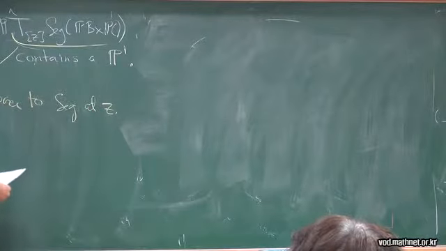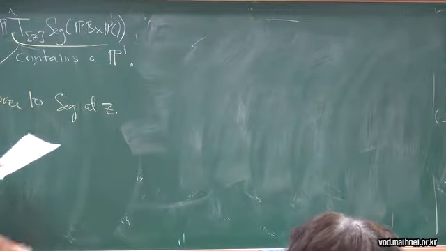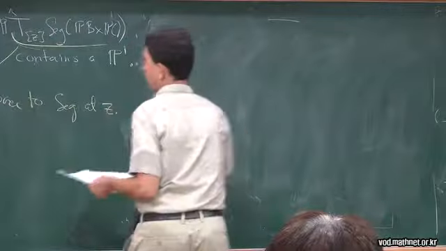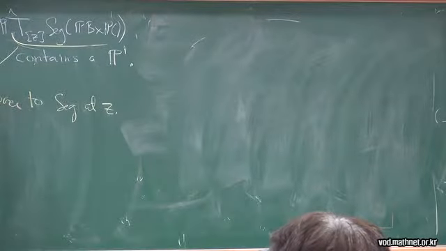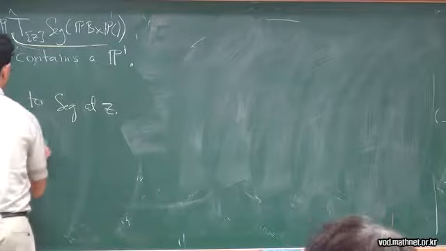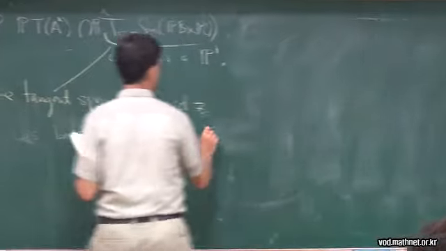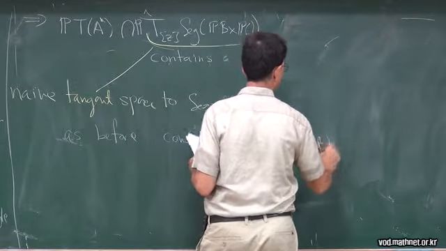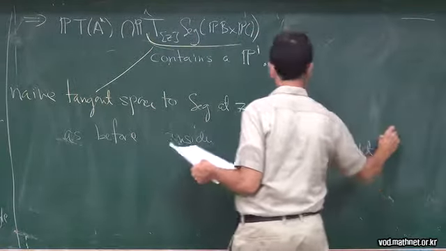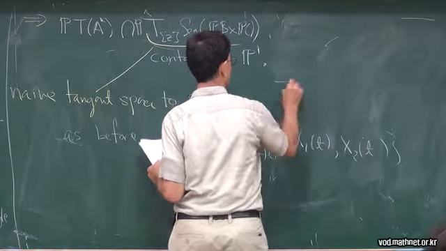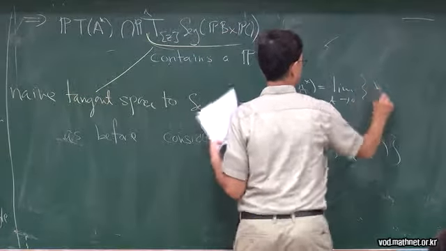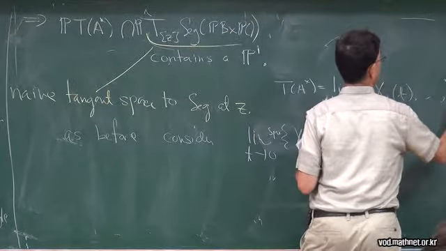So again, let's do the same argument over here. Argue as before. We consider the limit as t goes to 0 of x1 of t, x2 of t, the span. So T of A star is the limit as t goes to 0 of x1 of t, up to xm of t.